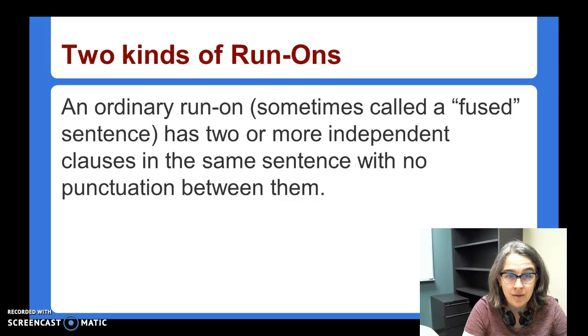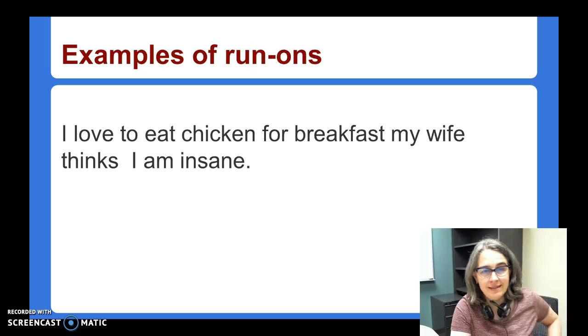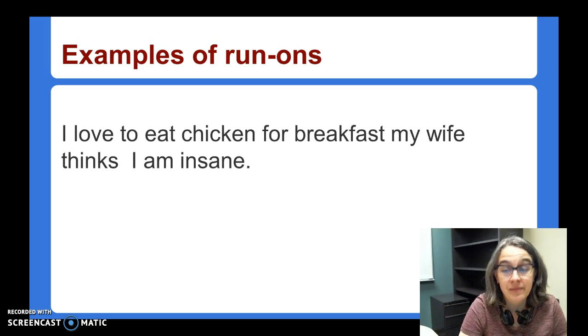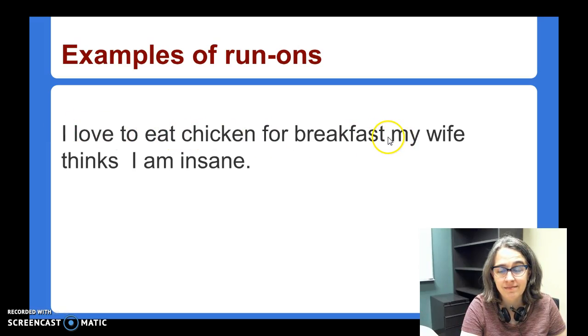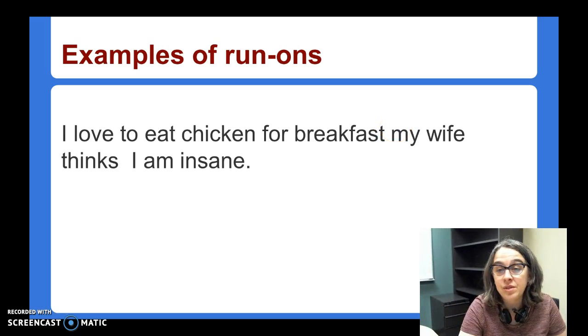And we've already talked about this, the fused sentence and the comma splice. So let's look at an example of a fused sentence. I love to eat chicken for breakfast. My wife thinks I am insane. Obviously, there are two sentences here, right? I love to eat chicken for breakfast. Next sentence, my wife thinks I am insane. So two independent clauses. These are fused because there's absolutely no punctuation to help the reader understand where one ends and one begins. So this is a fused sentence.